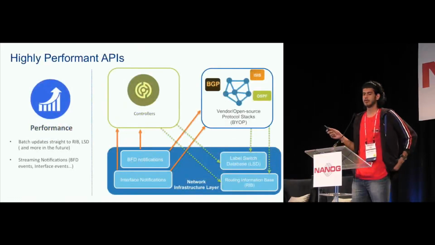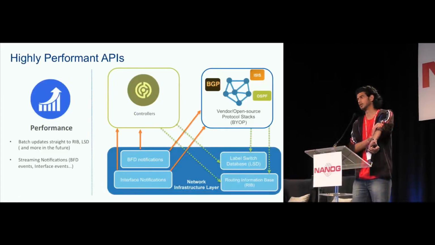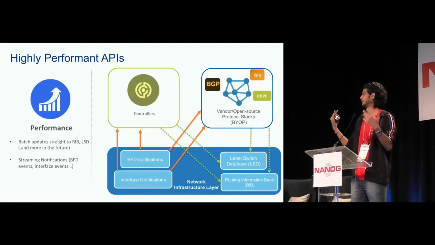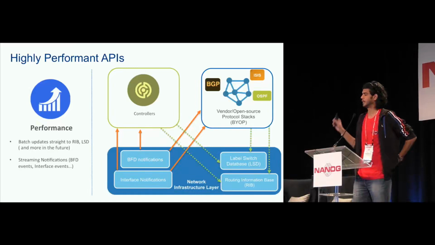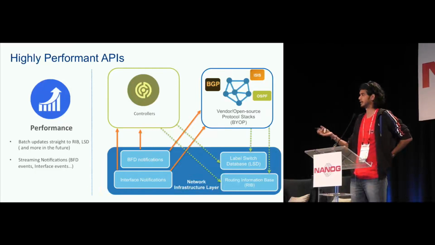So giving you context again, we need highly performant APIs, right? So batch updates to the RIB, to the label switch database, and a lot more in the future, hopefully, will be something that we want to look at. Controllers and or vendor open source protocol stacks are pretty much in the same realm with respect to how they interact with this layer. You would typically expect direct access to the label switch database as well as the RIB to be able to inject your entries.